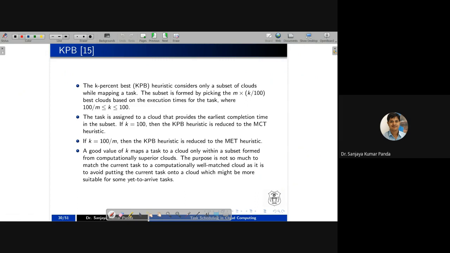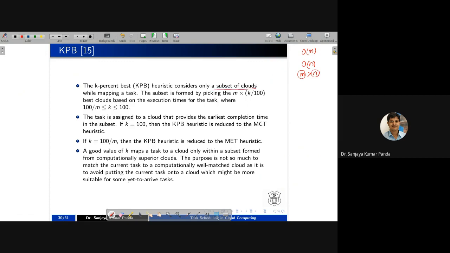The K% based heuristic considers only a subset of clouds while mapping a task. Earlier, the complexity I told you was order of m, if there are m different clouds. Here the complexity is reduced to order of n, where m is greater than n. Instead of mapping to m different clouds, we consider n different clouds, which is a subset of m.